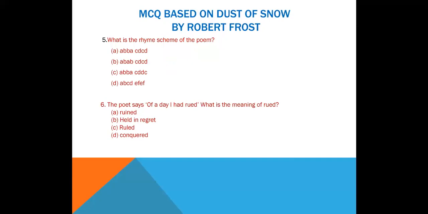Then the fifth question is, what is the rhyme scheme of the poem? We have just discussed it. I think everybody would be able to answer this question. If you still face problem, you can write in the chat box, I would tell there. The poet says, of a day I had rued. What is the meaning of rued? Though I explained that, still I tell you, the answer would be B part, held in regret. He was holding his day in regret. And after that incident that happened to him, he changed his mood. That's it, class.